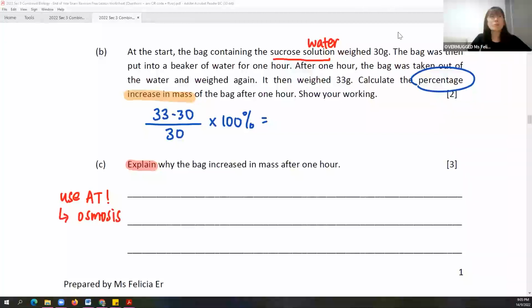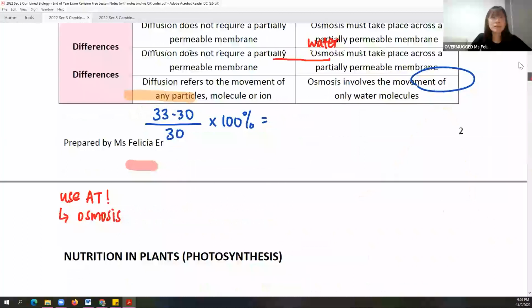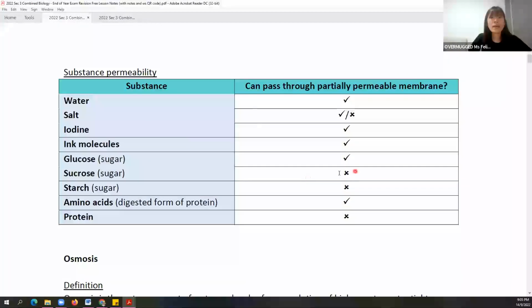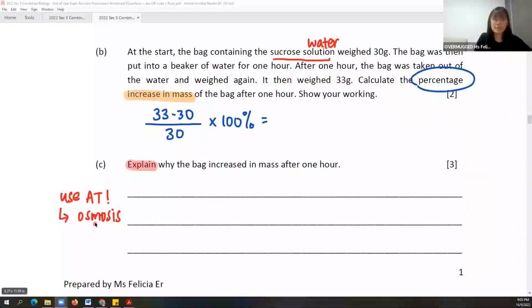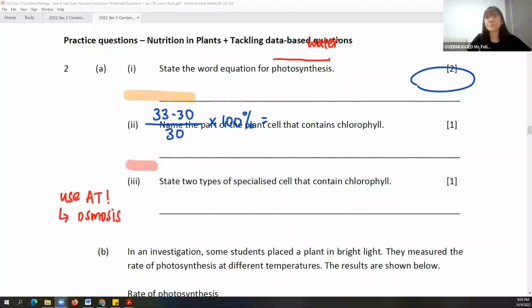In my table, I tell you that sucrose cannot pass through. Let me scroll back. Yeah, over here. You see that sucrose cannot pass through the permeable membrane. That's why it should be water that is the one passing through. So in this case, it will be water, so it will be osmosis. So this one you write in on your own, but we move on to the next part.